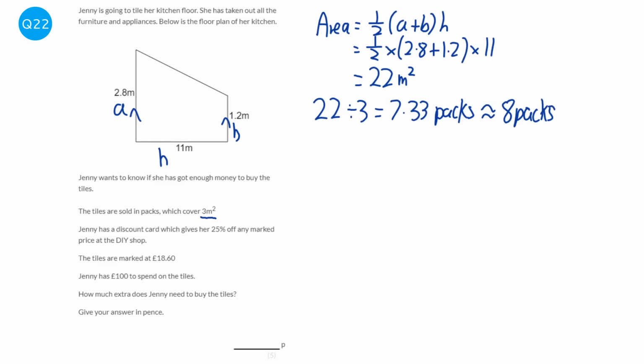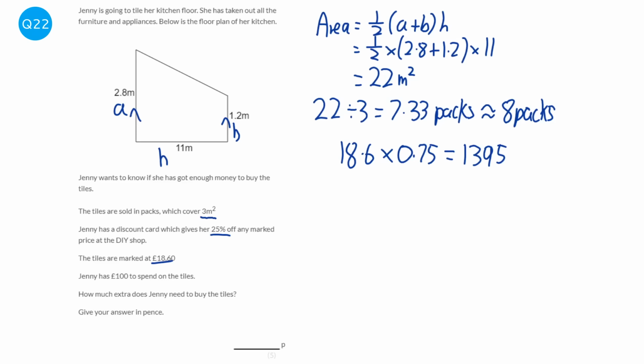Okay, next thing we look at is the fact that Jenny has a 25% discount. So we need to find out what a 25% discount would do to the £18.60 for the pack of tiles. What we're going to do is get the £18.60 and times it by 0.75. So we're just going to find 3/4 of it because she has a 25% discount, and that would be 1,395. So the tiles are going to cost £13.95.